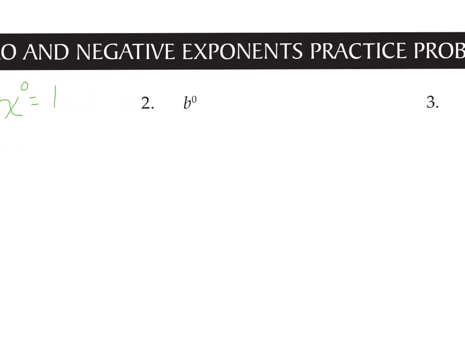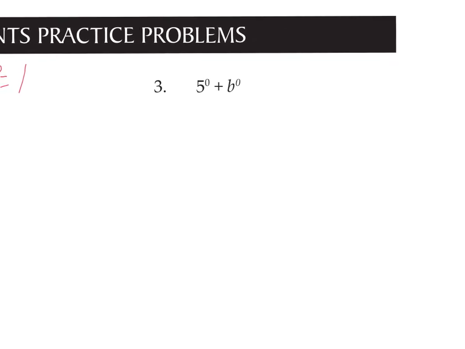Number 2, same idea. Any number to the zero power equals 1. So b to the zero power equals 1. Seems kind of easy. Here we have an expression where we need to simplify two different zero exponents, but remember, any number to the zero power equals 1. So 5 to the 0 equals 1, and b to the 0 equals 1. When we add 1 plus 1, we get 2.